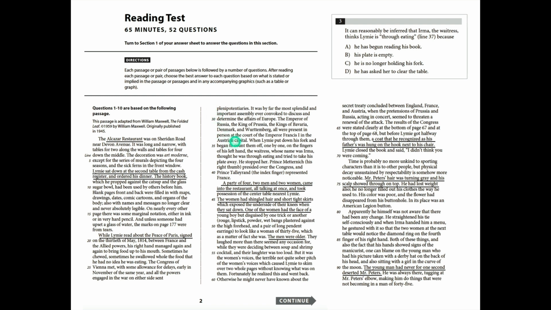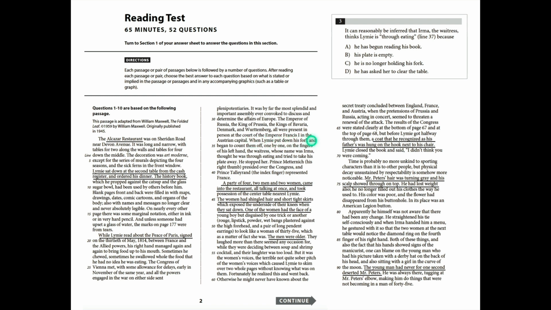But the important thing is that we know that Limey put his fork down, and Irma, the waitress, thought, hey, he's done eating, I'm going to take his plate away. But Limey stopped her. So we go back to our question here. It can be inferred that Irma, the waitress, thinks Limey is through eating, line 37, because. C, he's no longer holding his fork.